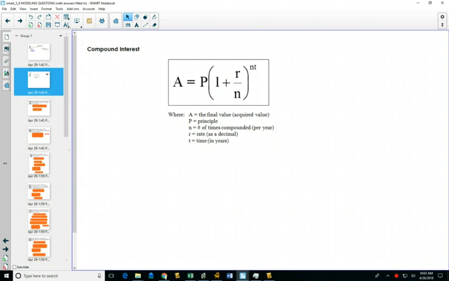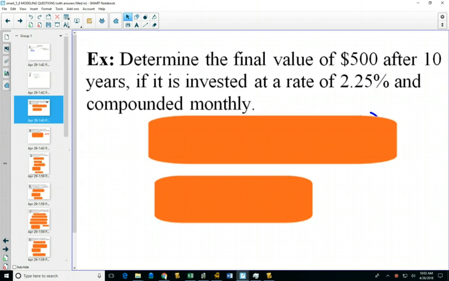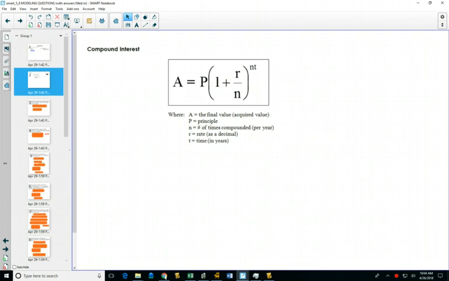So if we're solving a question like this first one, determine the final value of $500 after 10 years if it is invested at a rate of 2.25% interest compounded monthly. So on the exam, you would still have this formula. And in this formula, everything would be explained to you. So you would know what all of the variables stood for. And they could change the letters. You don't know what form of the formula you're going to get. I think our textbook used A0 instead of P for principal.